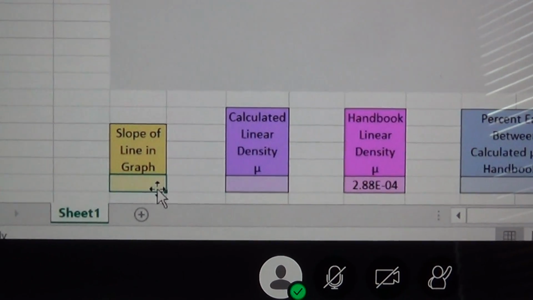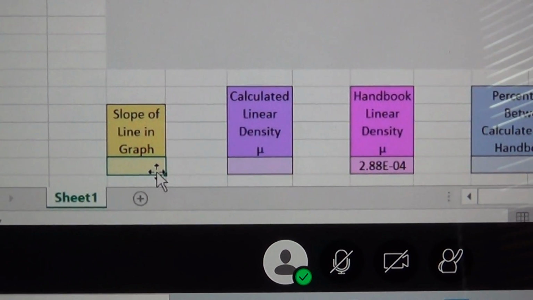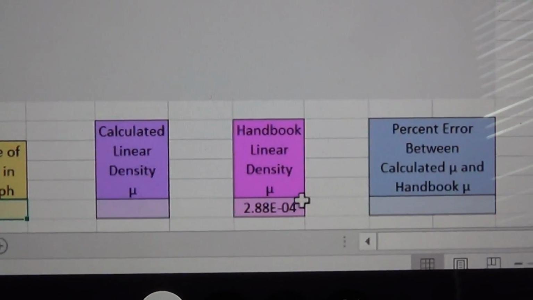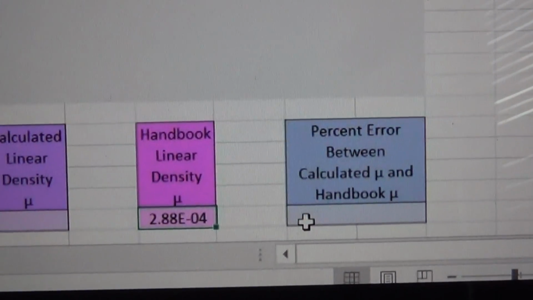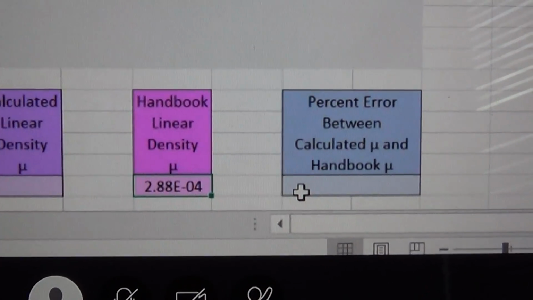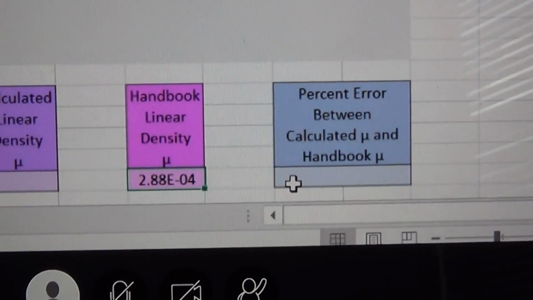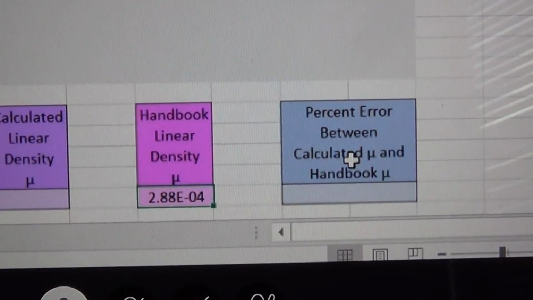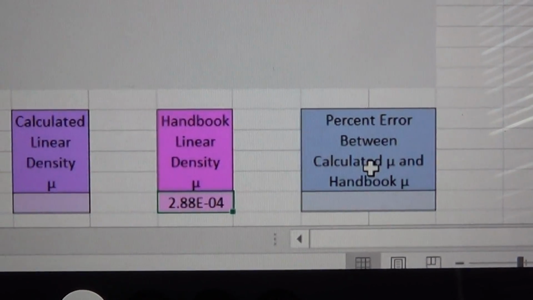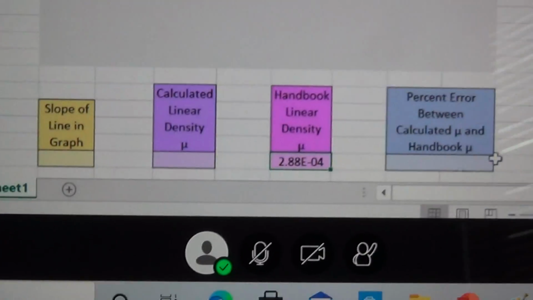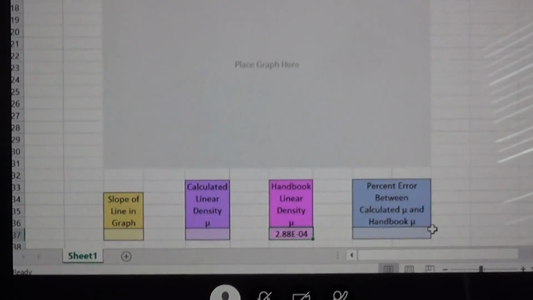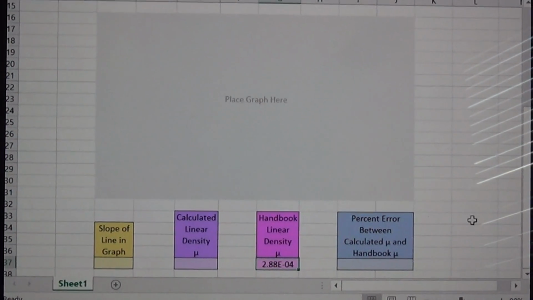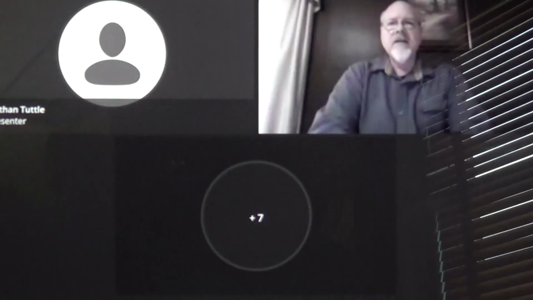Then take that slope and divide it by 4 times your length squared, and that will give you the calculated linear density mu. Then you'll compare it to this 2.88 times 10 to the minus 4, which is the density of your string. Then you'll do a percent error calculation. And when you get that, you go ahead and write up your lab report and results section, comparing these two together using that percent error and answering any questions you have in the online manual. Okay, so I'm going to stop sharing that.